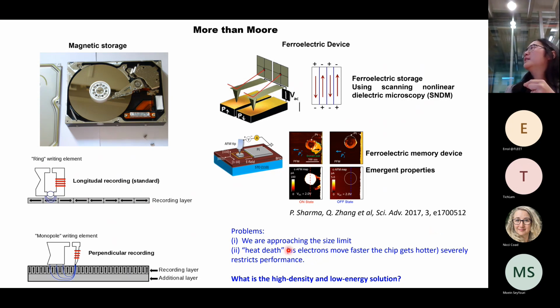Okay, so the problem is that for the memory or storage functions, we know they have already approached this size limit. And also there is the heat death, where the device gets really hot when it is working. So is there any solution where we can develop a higher density with lower energy?